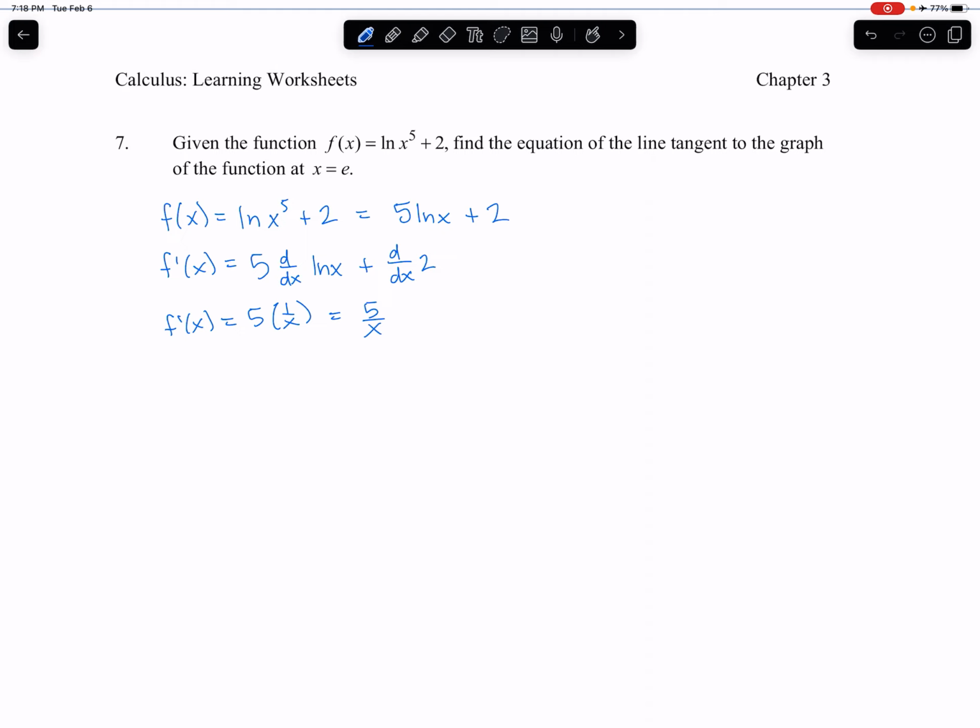Now we want to know what is our tangent line at x equals e, so let's plug in e for x into our derivative so we know what the slope is. We have 5 over e, or we can write that as 5 e to the negative 1 using our exponent properties.